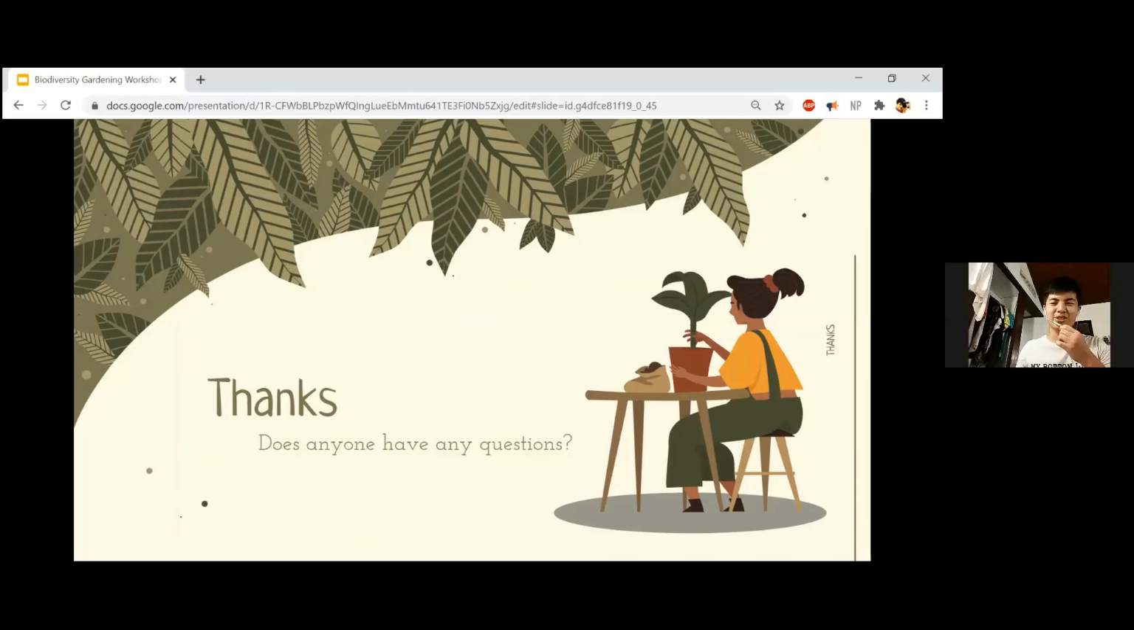Okay, so if you have a balcony, whether it's a small or big space, if you can grow some plants, then you can definitely support the biodiversity, because any amount of plants can help, whether it's a little contribution or a big contribution.